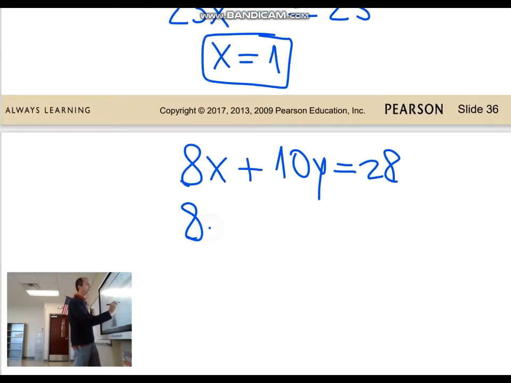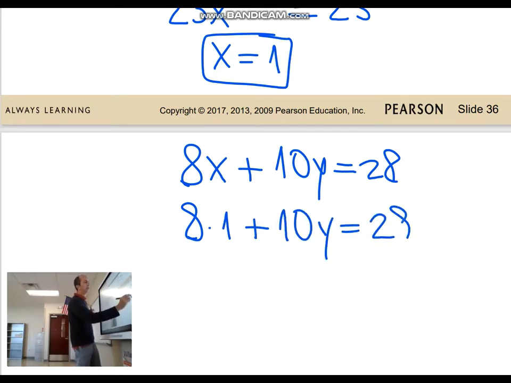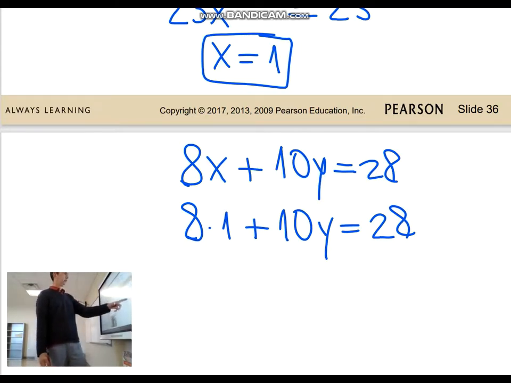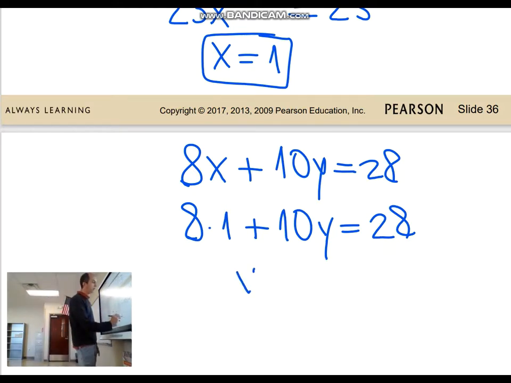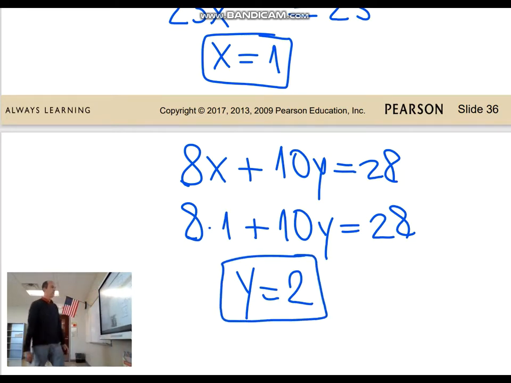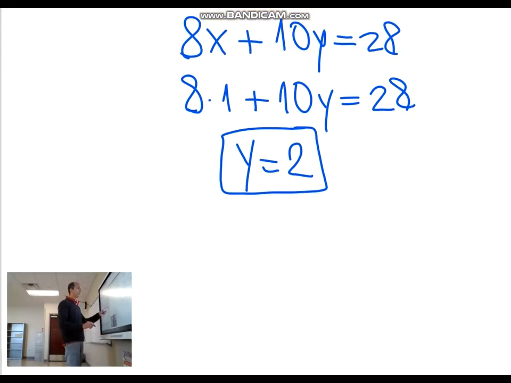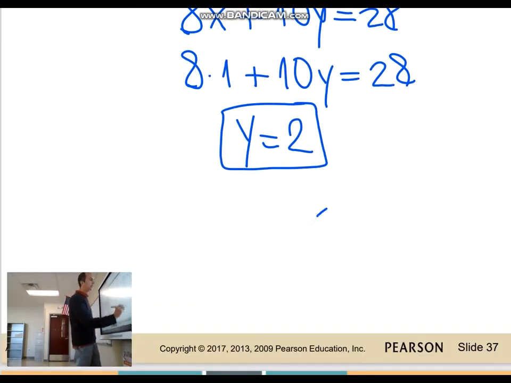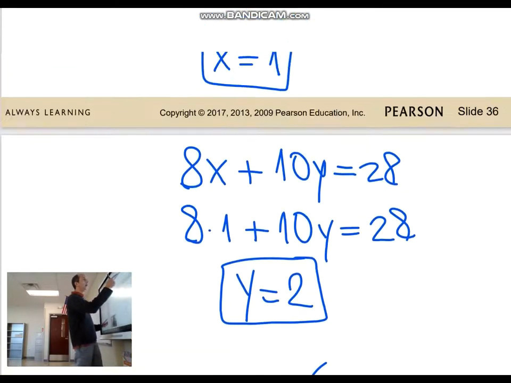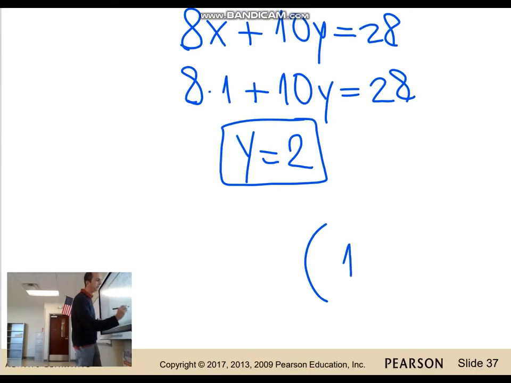8 times 1 plus 10y equals 28. Well, 8 times 1, 8. This makes 20. 10y equals 20. After you apply the addition property, multiplication property of equality, and simplify, you're going to find y equals 2. And the solution set for this system of equations is x equals 1 and y equals 2.